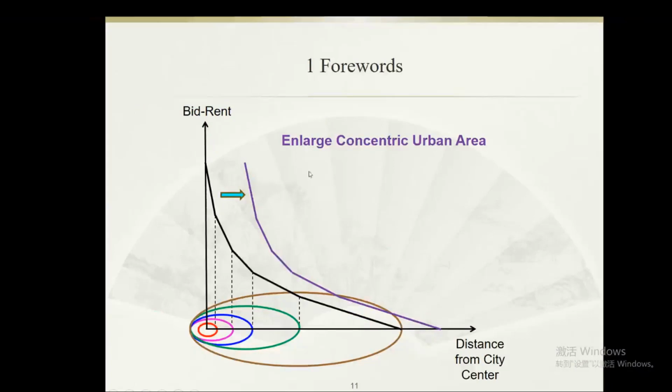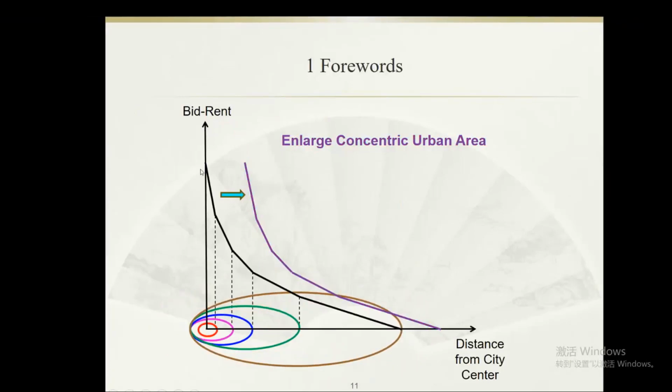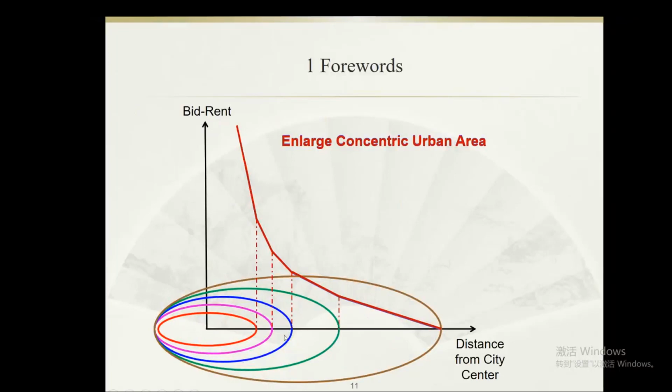Let's use some imagination. If we enlarge the concentric area, this curve will move to this side, right? And then the central part will become very big, right? What will happen next? If the city center becomes bigger, bigger, and bigger, what will happen next?